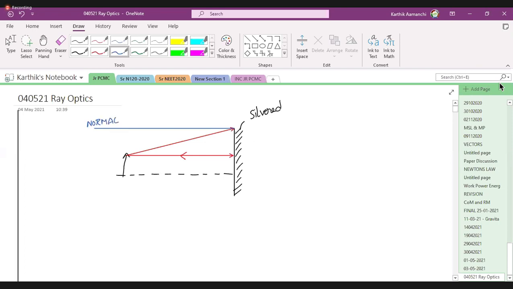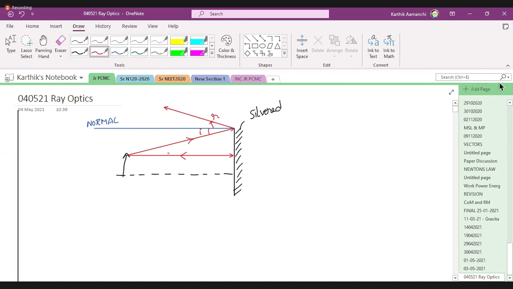Yes, sir. So if a ray is going like this and hitting, this will be your angle of incidence, right? Yes, sir. Obviously, it has to reflect with the same angle, law of reflection. This is your angle of reflection, right? Yes, sir. Is there any doubt?